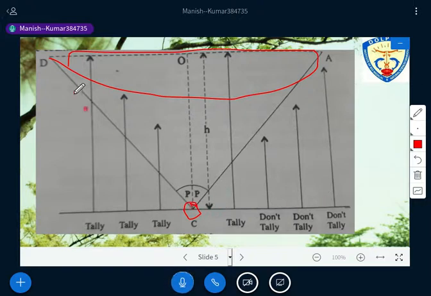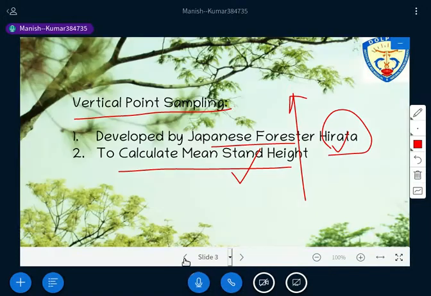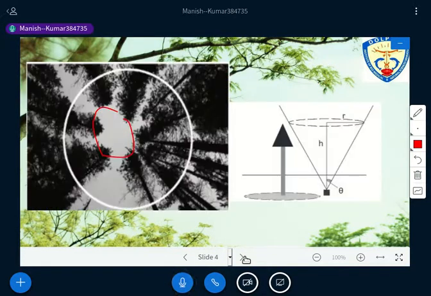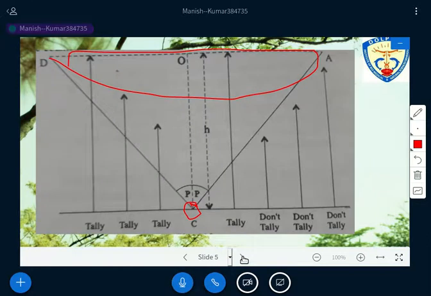Again the same concept: the critical angle should be less than what we are supposed to measure. Again I go to the definition so that you people can understand. Look at this, it exceeds a certain critical angle. Similarly your eyesight or visibility should exceed your critical angle here itself. Is it okay? If you look here, then tally. Those that do not come in your sight should not be tallied. Just look at this image itself.